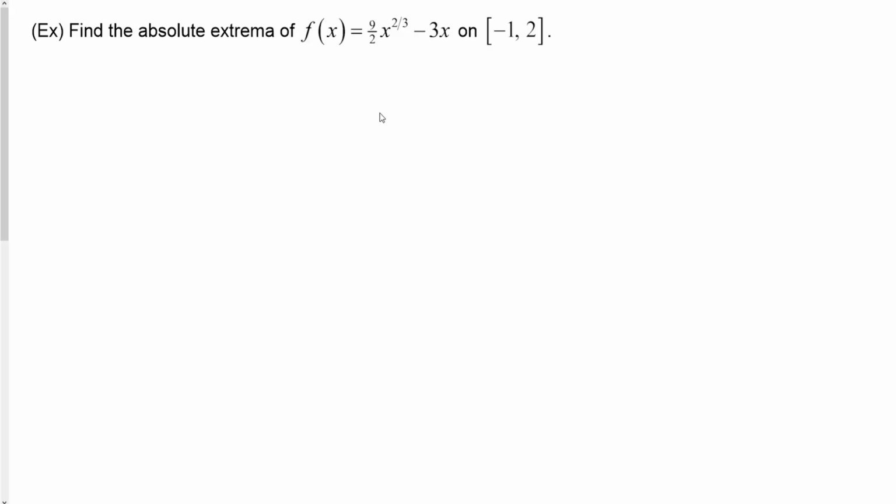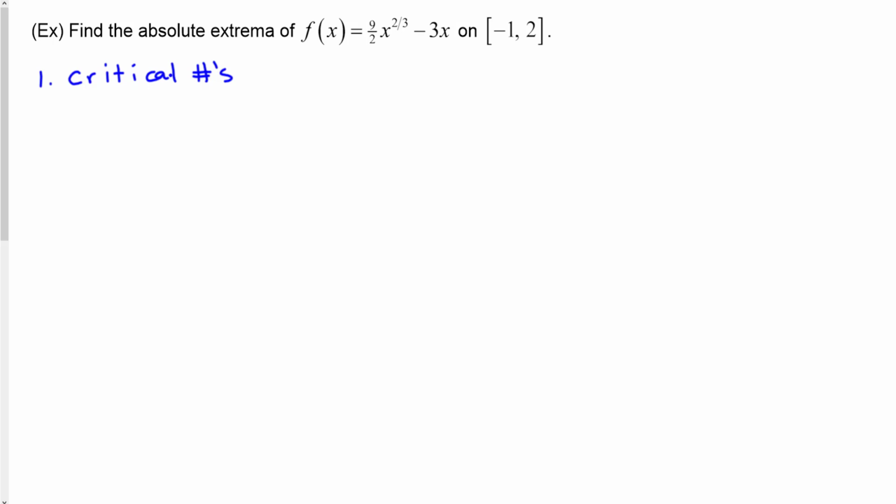Find the absolute extrema of f of x equals 9/2 x to the 2/3 minus 3x on the interval from -1 to 2. So we need to find first any critical numbers. Sometimes we call them critical numbers, sometimes we say critical values. We mean the same thing, so depending on what the book says.